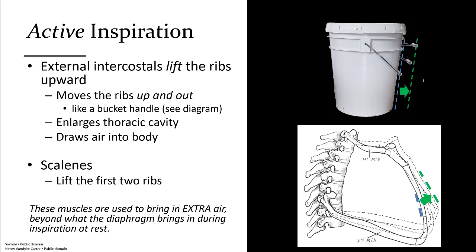The effect of the external intercostals enlarging the thoracic cavity is demonstrated by a bucket handle. When in a deflated position, the handle and ribs are in a downward position. To aid in inspiration, external intercostal muscles will pull on the ribs, lifting them, and just like a bucket handle, it lifts up and away from the bucket, effectively enlarging the thoracic space, which will pull even more air into it. Scalenes can also aid this process with the first two ribs. This is known as active inspiration as it brings in more air than just the contraction of the diaphragm alone.